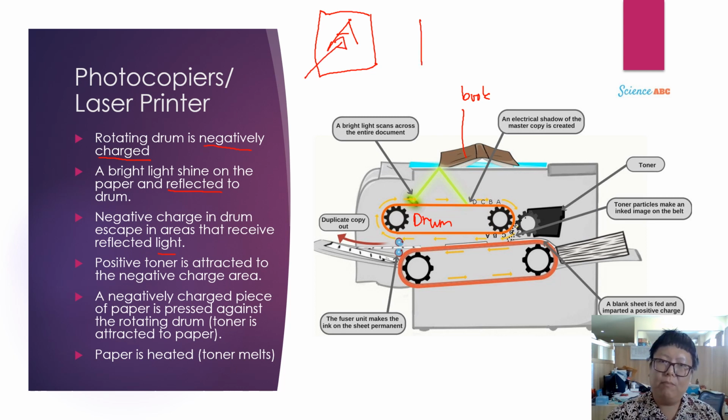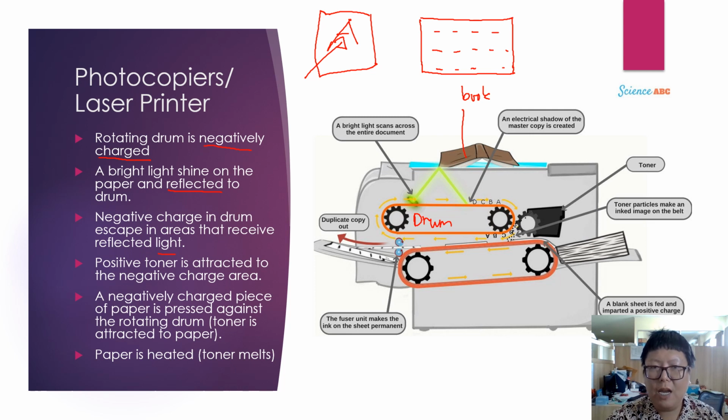The drum at first is negatively charged. The bright light will make the negative charge disappear. So this all disappears, but only the electric shadow of A is left. Clear? So this is called the electric shadow.